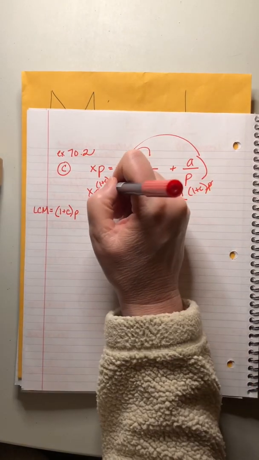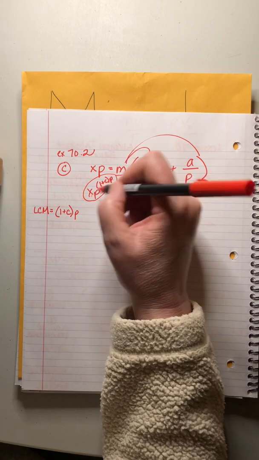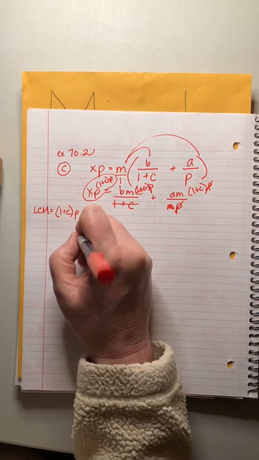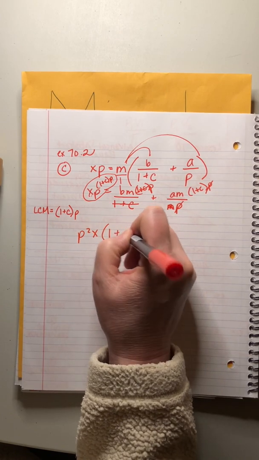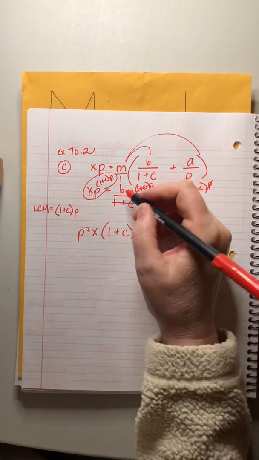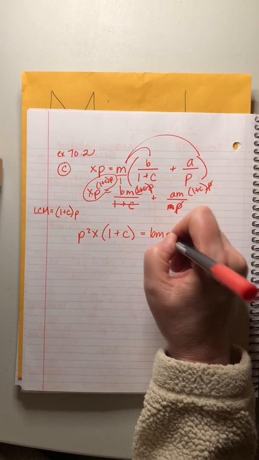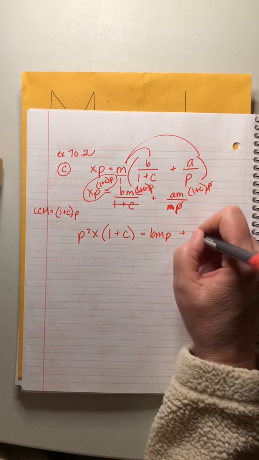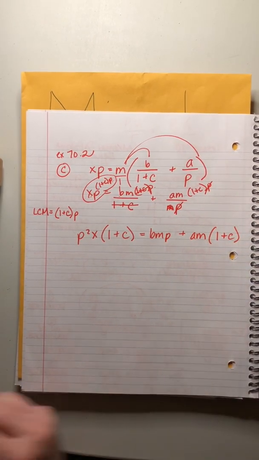Okay, so what do we do about this big mess? What we do is we multiply everybody on the outside together. So we're going to have P squared X times the quantity 1 plus C. What? That's horrifying, right? Equals BMP plus AM times the quantity 1 plus C.